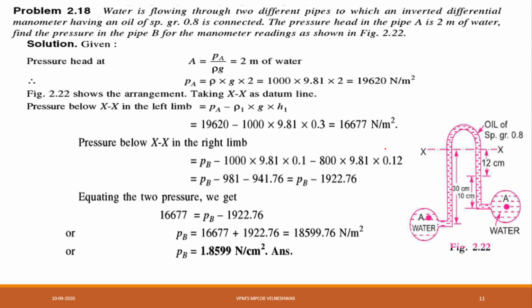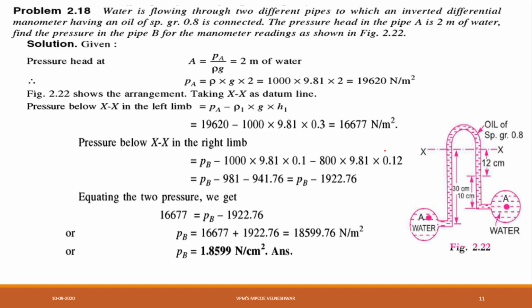Now the problem we have to see. Water is flowing through two different pipes, to which an inverted differential manometer having oil of specific gravity 0.8 is connected. The pressure head in pipe A is 2 meter of water. Find the pressure in pipe B for the manometer readings as shown in the figure. Here, water is flowing in the two different pipes, and the manometer has oil of specific gravity 0.8.